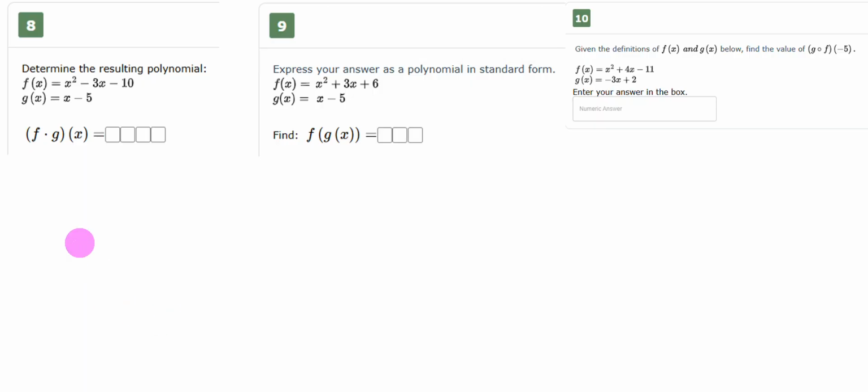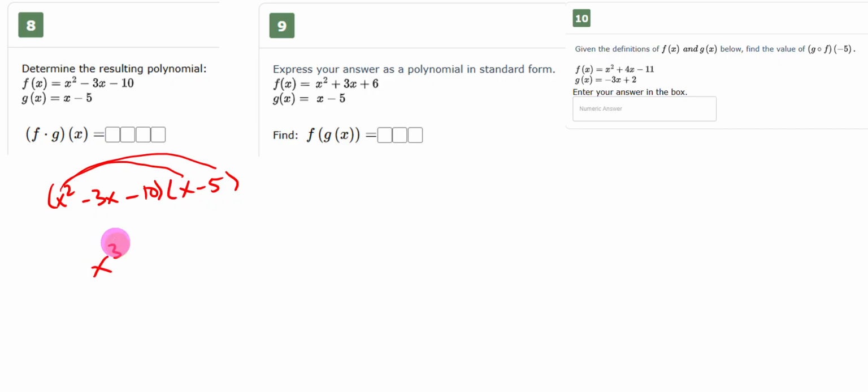So we're doing f times g. When you're multiplying, you can do it any way you want. So we have x squared minus 3x minus 10 times x minus 5. This is one of those stacking ones. Just distribute. So x squared times x is x to the third. X squared times negative 5 is minus 5x squared. Now I'm going to do it with minus 3x. Negative 3x times x is negative 3x squared. Negative 3x times negative 5 is plus 15x.